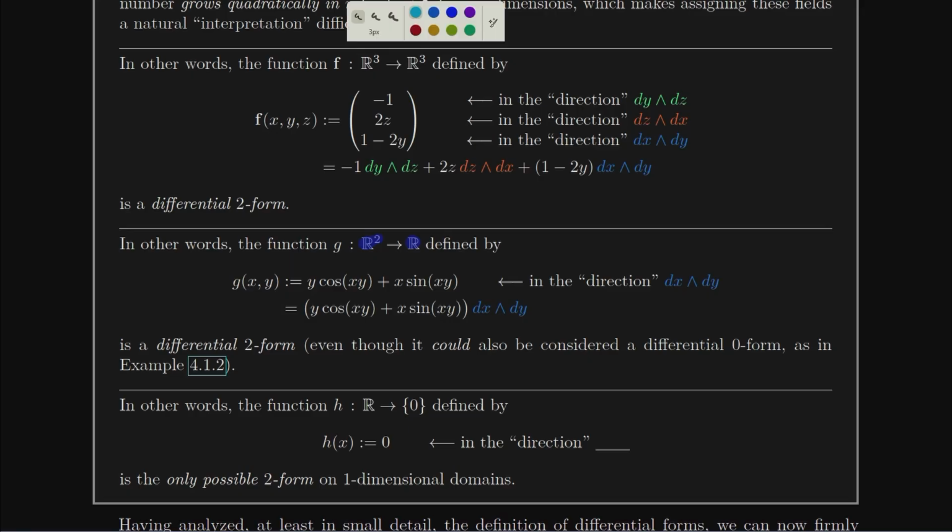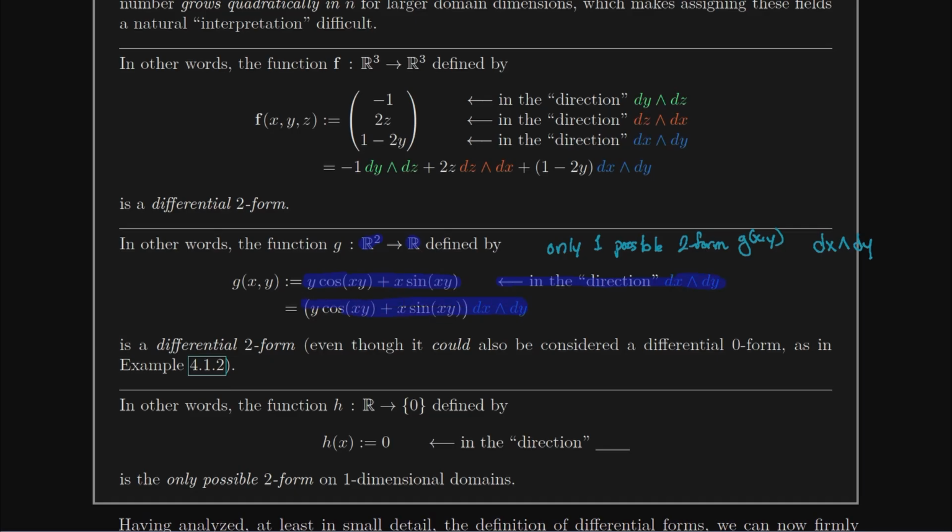I do have another example of a case from R2 to R. There's only one possible 2 form, starting in 2 dimensions when I have g of x and y. How many possible ways can I wedge x and y together? There's only one if I have to keep my order specific, so I only have a single output to this function, and yet if I ascribe it the direction dx wedge dy, I just consider it the coefficient of that symbolic term dx wedge dy.